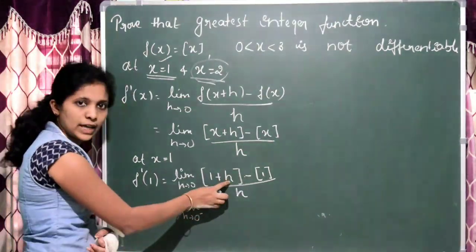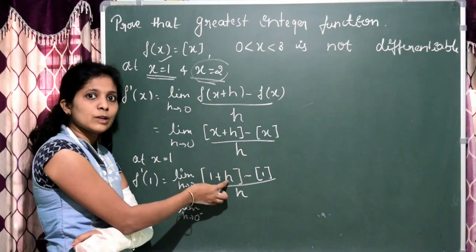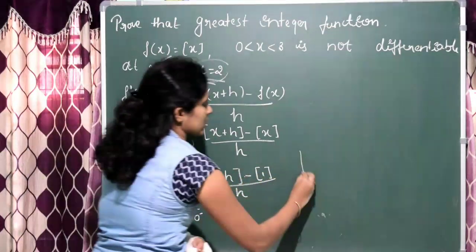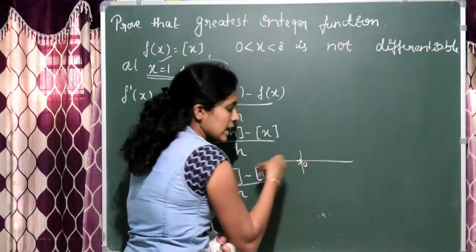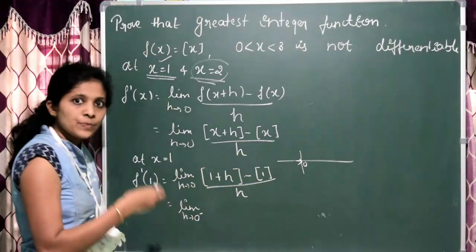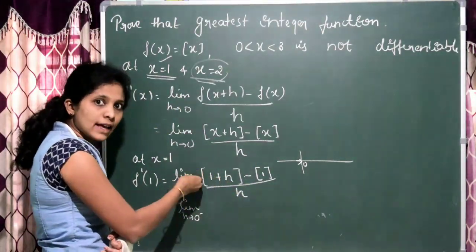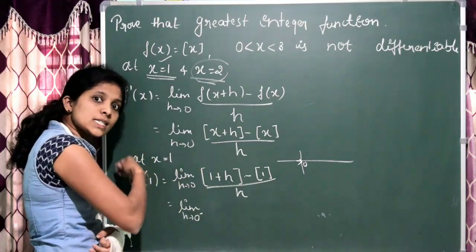So the value of h is very close to 0 but it is from the left hand side, right? The value will be negative. The value of h is very close to 0. If I consider the number line, so this is 0. So it is very close to 0 but it is from the left hand side, so obviously it will be negative. If you subtract some value from the 1, it will be less than 1. So if it is less than 1, the greatest integer of that will go to 0.